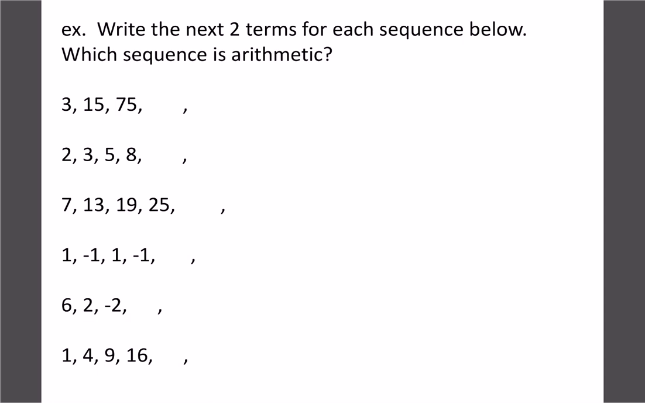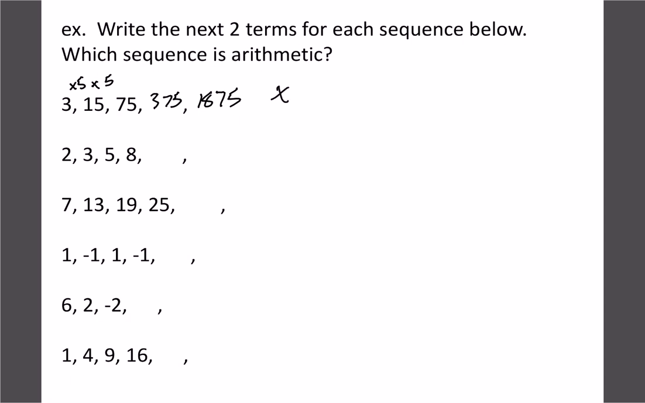It's asking us to write the next two terms and then decide if the sequence is arithmetic or not. In this first one, we're going from 3 to 15, so we're adding 12. If we add 12 again, that doesn't give us 75. You can see we're actually multiplying by 5 in this case. So there's a pattern, but it's not arithmetic. It's going to be some other type of sequence. If we go 75 times 5, we get 375, and times 5 again, we get 1875. So that one's not arithmetic.